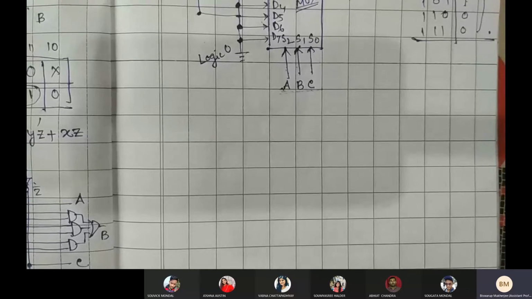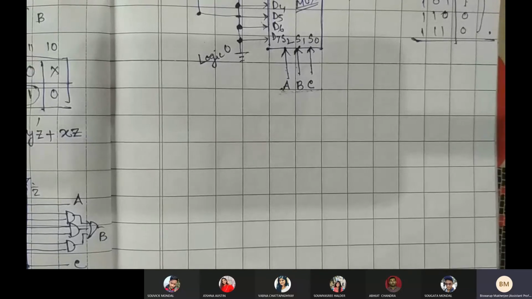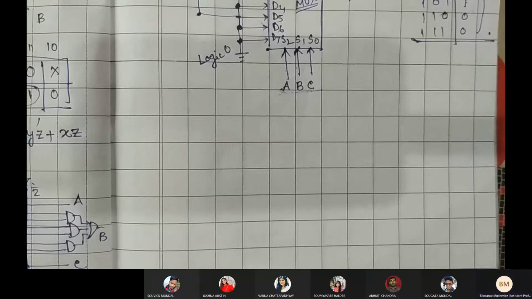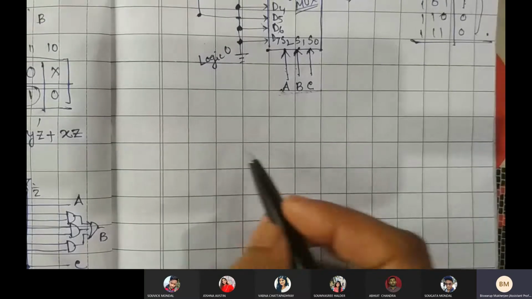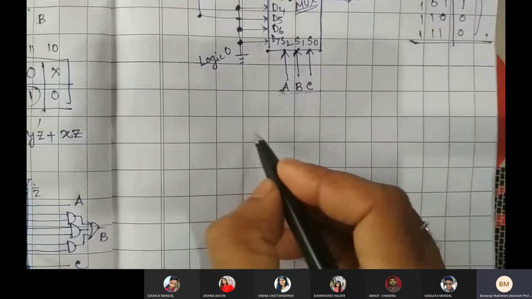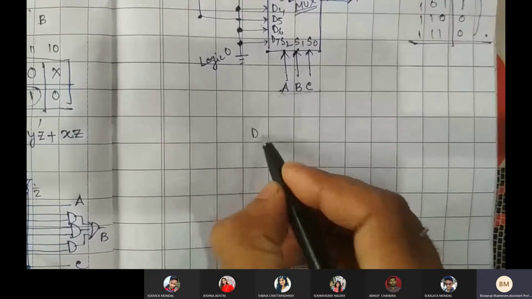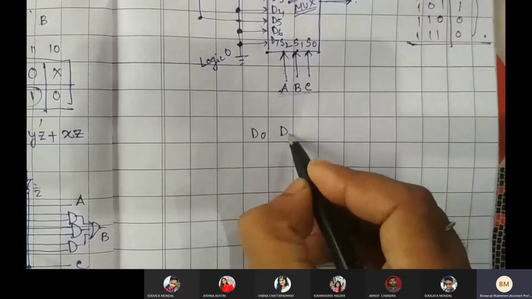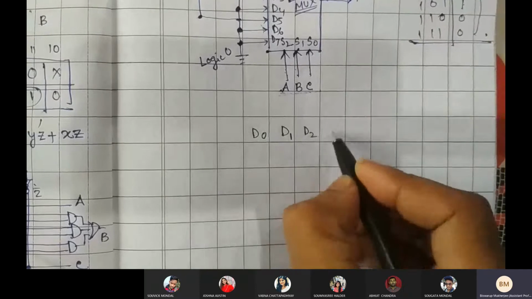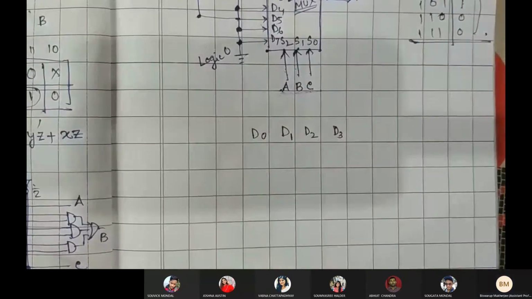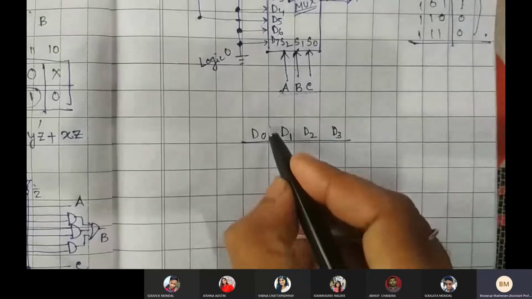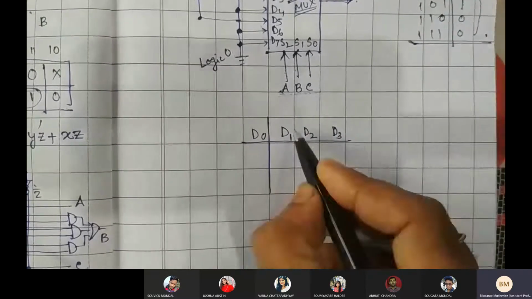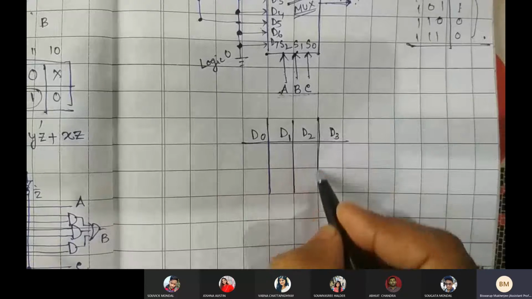For that, what you need to do is go for a 4:1 multiplexer, and for a 4:1 multiplexer, we know that there are 4 data lines, likely D0, D1, D2, and D3. I am drawing just one table for that: D0, D1, D2, and D3.